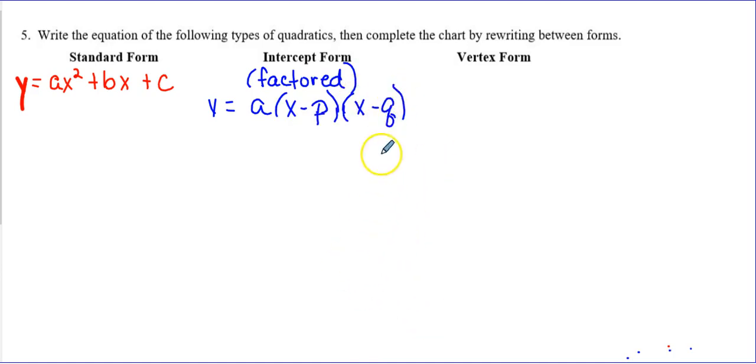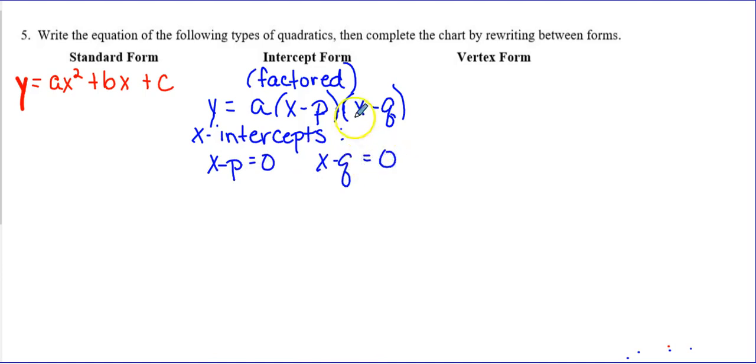Now, one of the things I want you to understand is if you're given intercept form, you can find the x-intercepts. That's why it's called intercept form. So the way you could find the x-intercepts is to set this equal to 0 and set this equal to 0. So x minus p equals 0 will give you the x-intercept, and x minus q equals 0. So whatever's in these parentheses, and I'm going to give you an example.